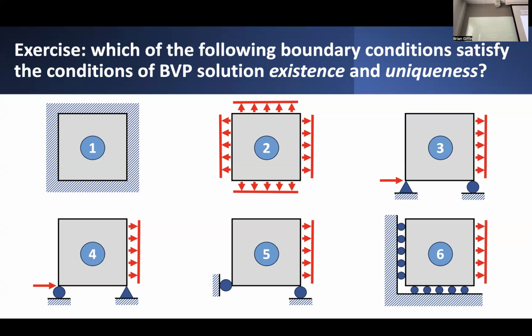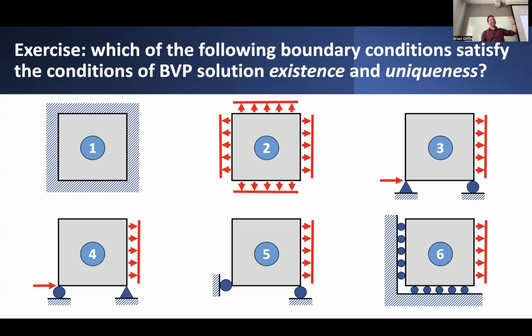We're constraining both displacement and force at the same location in the same direction. So at this pin support, where we're constraining both vertical and translational, you know, uplift and sliding, we're also trying to impose the support reaction in that direction, which is incompatible with our definition of having a solution even exist, so it violates existence.